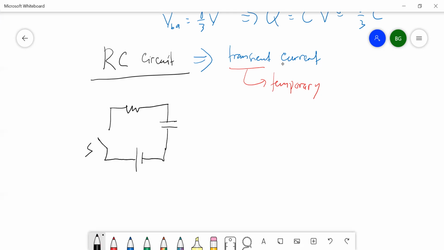This is a switch, S. We have this epsilon, this is R, and this is C. If the switch is off, then there is no current. If we take the switch on, then we have non-zero current.